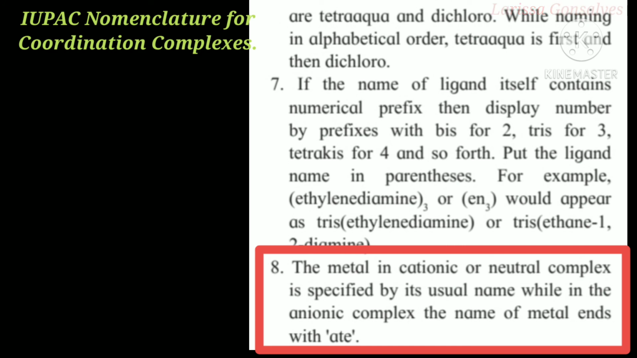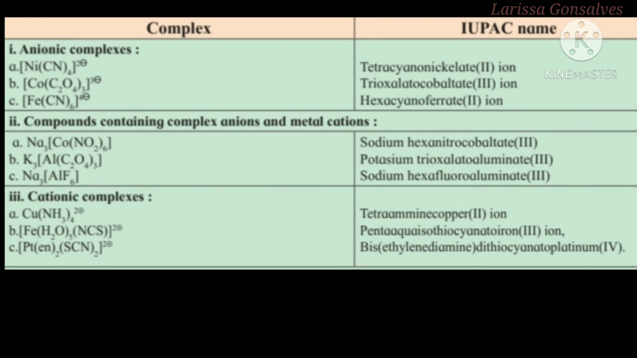However, in case of an anionic complex, we write the name of the central metal ion with the suffix -ate. Let us now solve some examples based on the rules we have studied. First, let us take the examples of anionic complexes. Anionic complexes are those wherein the coordination sphere is negatively charged. As you can see in all three examples here, the charge is 2-, 3- and 4-, and hence they are examples of anionic complexes.